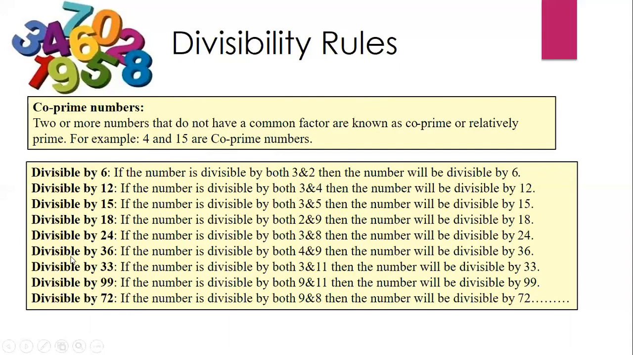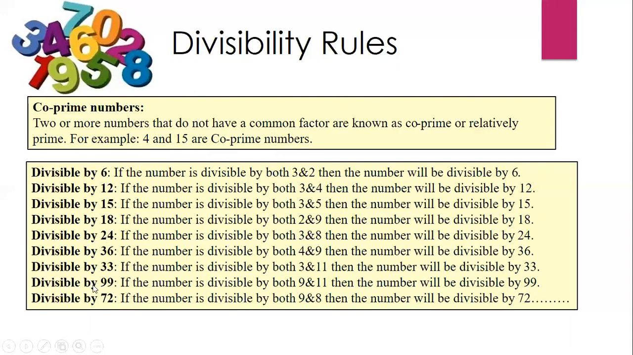So now, for example, we can take the divisibility rule for 24. 24 I can get either by multiplying 6 into 4 or 3 into 8. But 6 and 4 are not co-primes. So we need to take 3 and 8. A number which is divisible by 3 as well as 8 will be divisible by 24.